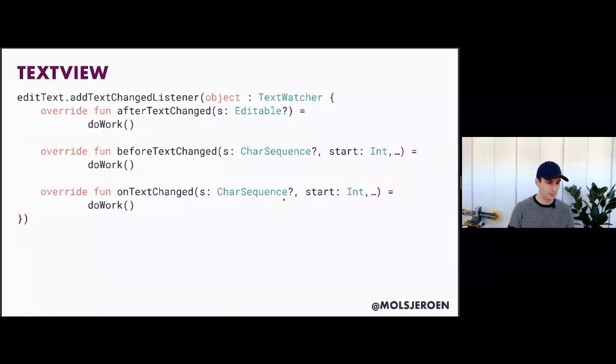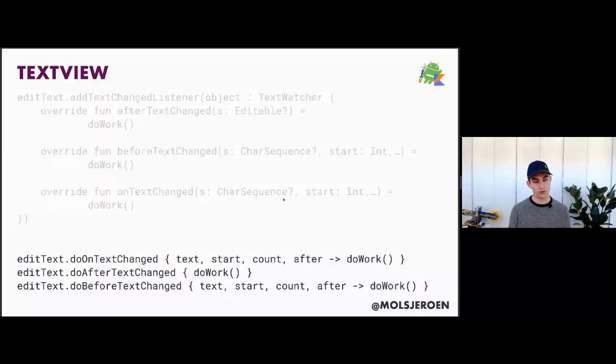All right, let's move to TextView. So probably you don't want to listen to text changes of a TextView, but from an EditText, which is a subclass of TextView, that's a pretty common use case. And if you want to do that in the default way, you need to, again, implement or subclass a pretty large interface. Whereas with Android KTX, you can just say, hey, do this after text changed or before text changed or on text changed.